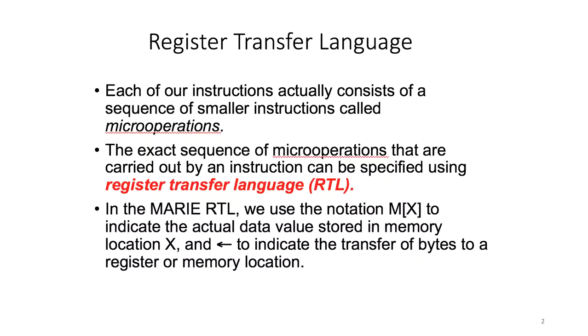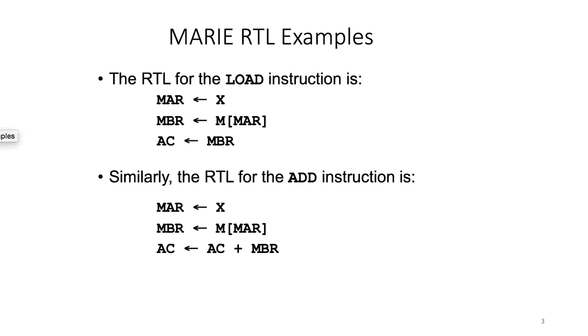In the MARIE RTL, we use the notation M with the square bracket H to indicate the actual value stored in the memory at the location H, and the left-hand side arrow to indicate the transfer of bytes to a register or memory location. So here are some MARIE RTL examples.